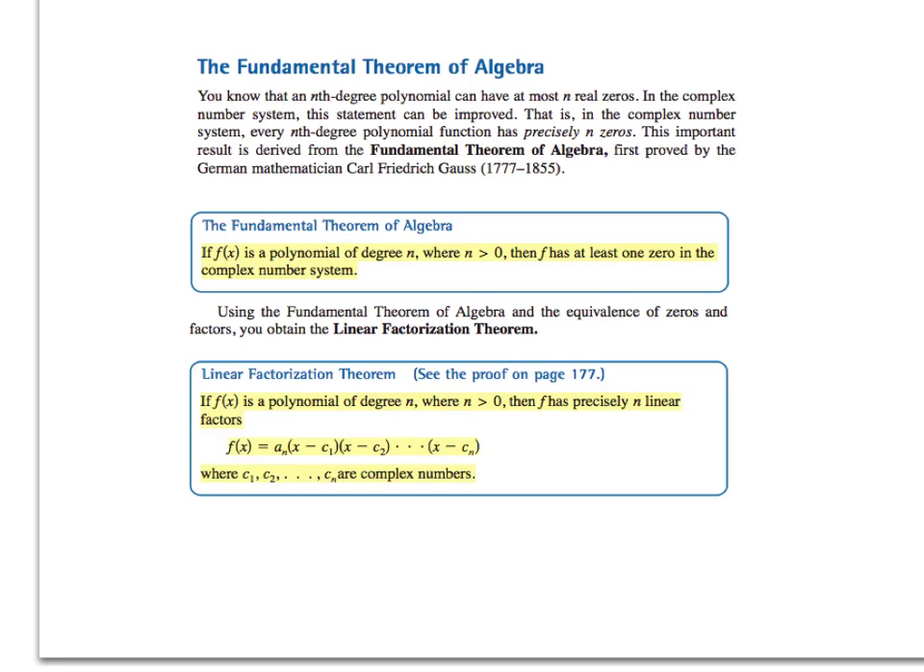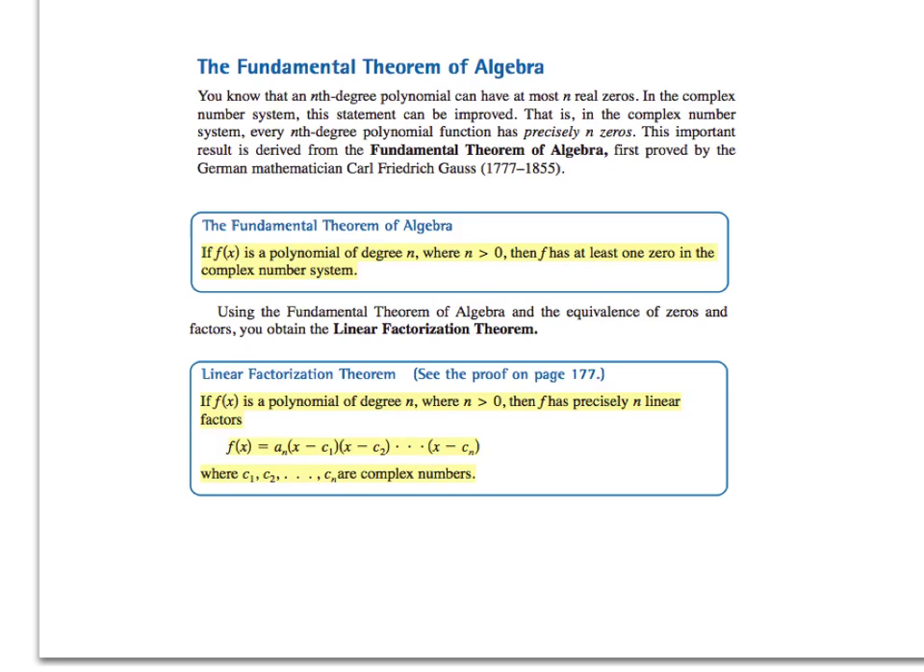If we add in the complex number system, we can improve on that. Specifically, we can say it has exactly n zeros. So if a fifth degree polynomial, if we include the complex number system, has 5 zeros. This is derived from the fundamental theorem of algebra, which says that a polynomial of degree n, where n is a positive integer, has at least 1 zero, meaning n can be 1, so it would have to have 1.